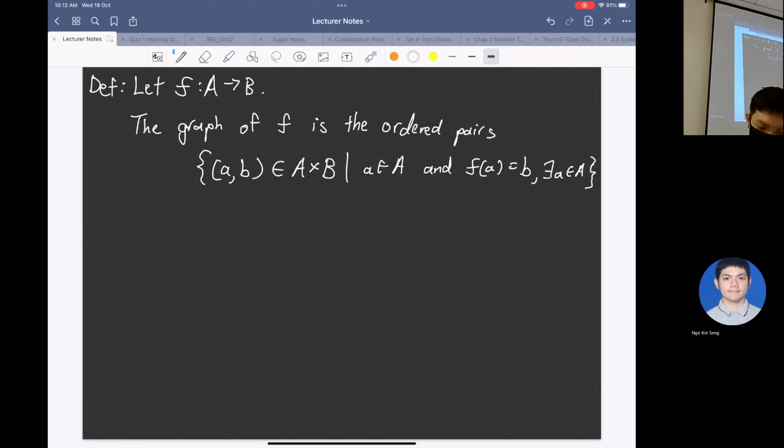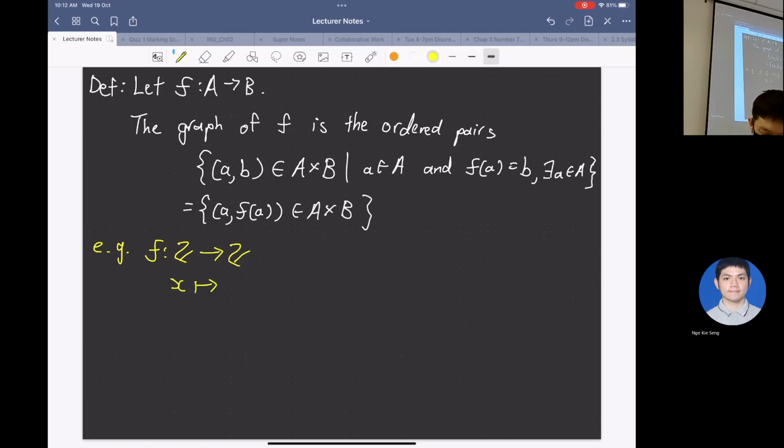Maybe we could just write (a, f(a)) to simplify the notation. For example, if we look at the discrete version of x squared, the function x squared, we look at the Z cross Z lattice. So Z is like -2, -1, and then 0, 1, 2, and so on. So we have a lattice crossing, Z cross Z lattice.